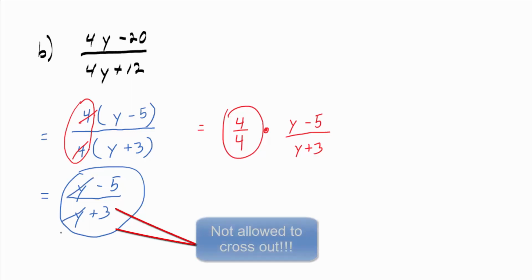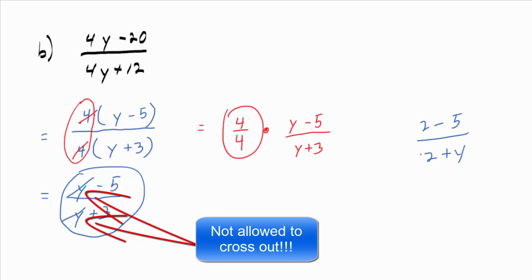Oh, it makes no sense at all. If you assigned a number to y like 2, and you had 2 minus 5 and 2 plus 3 instead of y minus 5 and y plus 3. So let's say y were a number 2 instead of y. Would it make any sense to cancel these 2's? You wouldn't get the same thing, right?